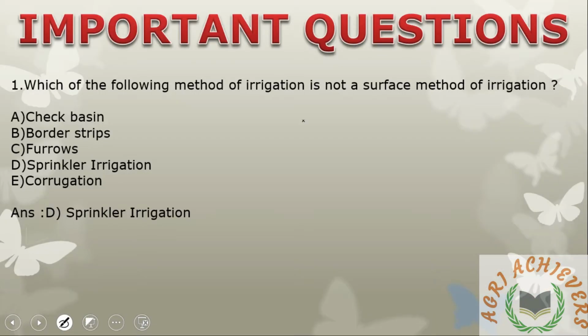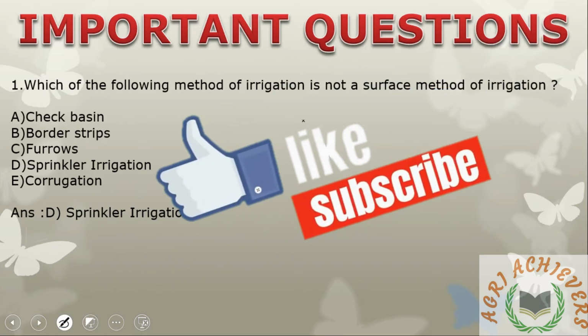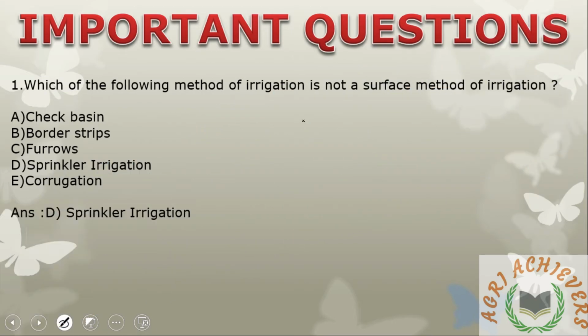Important questions. Let's get into the important questions. Which of the following methods of irrigation is not a surface method of irrigation? Check basin, border strip, furrow, corrugation, and sprinkler irrigation. The correct answer is sprinkler irrigation. Why? Because sprinkler irrigation is a micro irrigation. It's not a surface method of irrigation.